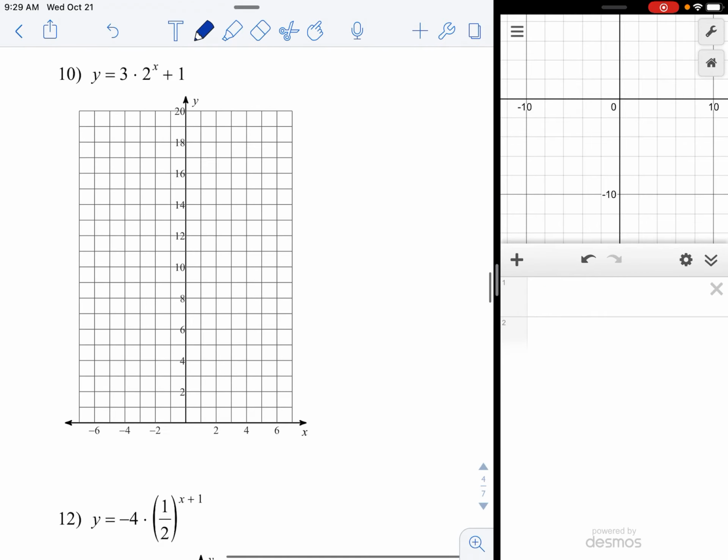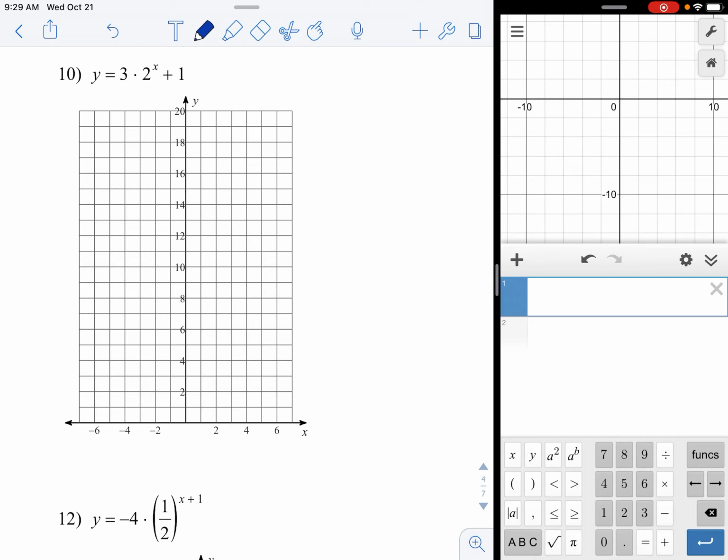Here, let's look at number 10. And we'll just type this in. So what we've got is 2 to the x, and again, that could be 3 to the x, 4 to the x, whatever.